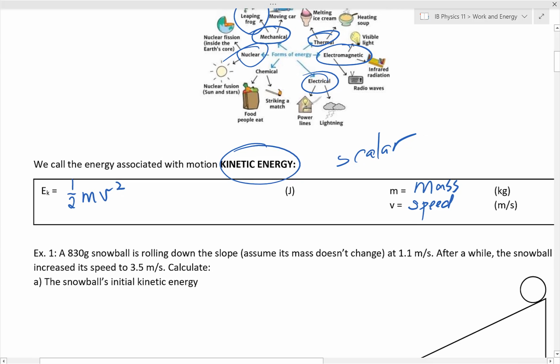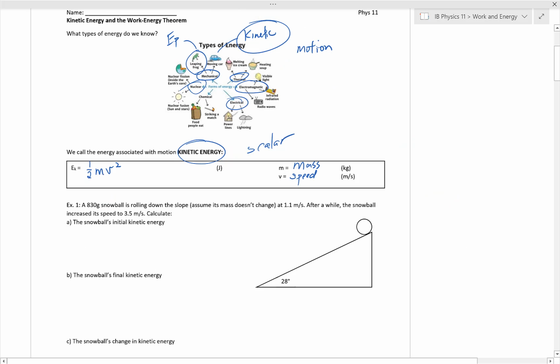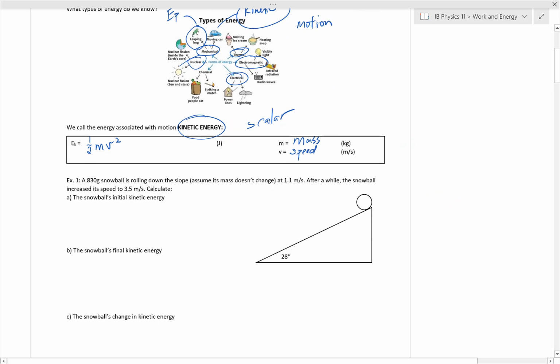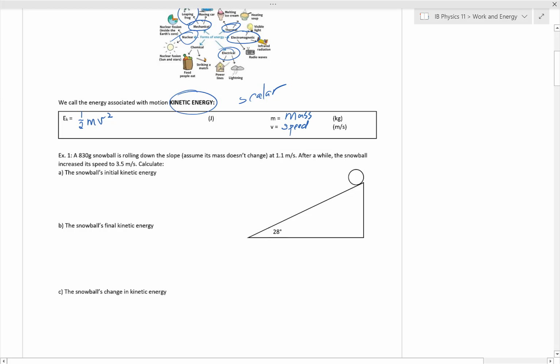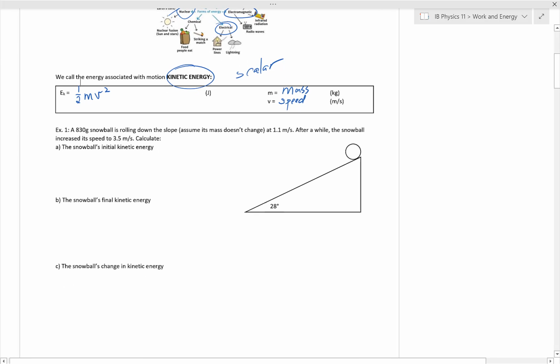If I have a lot of kinetic energy traveling in one direction, I can have them traveling in the opposite direction or any other direction involved. So that kinetic energy just tells you how much motion energy my object has. So that's kinetic energy in brief. In this video, we are going to do an example, and it's going to bridge into what I want to talk about next, which is the work-energy theorem.